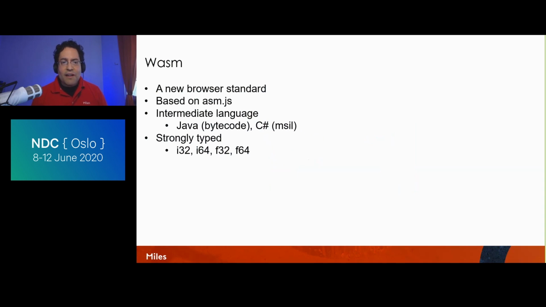As I said before, WebAssembly, which is abbreviated WASM, is a new browser standard. It is based on a previous project called asm.js, which you can read up on more. It's an intermediate language in the same way as Java compiles down to bytecode and C# compiles to MSIL. It's a strongly typed language, but we only have 4 different types: integer 32, integer 64, float 32 and float 64.